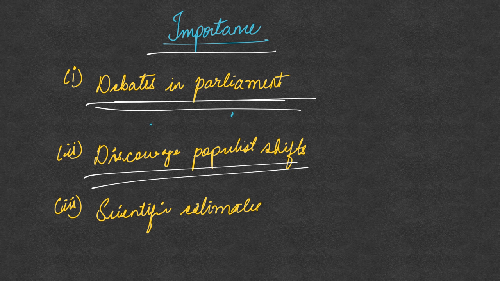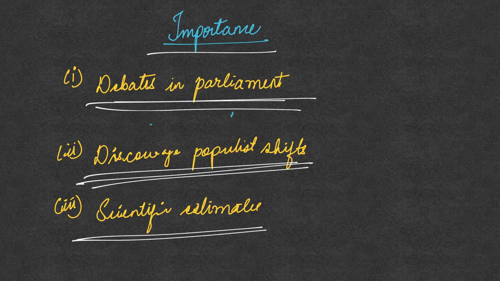Next is, it is going to discourage populist shifts in the policy. Many times you might have seen that during the election, some populist policies are announced by the government. So this independent fiscal council, as it provides an objective overview and a review of the government's policies and the fiscal impact of these policies, is definitely going to discourage the government from making such populist shifts in its policies.